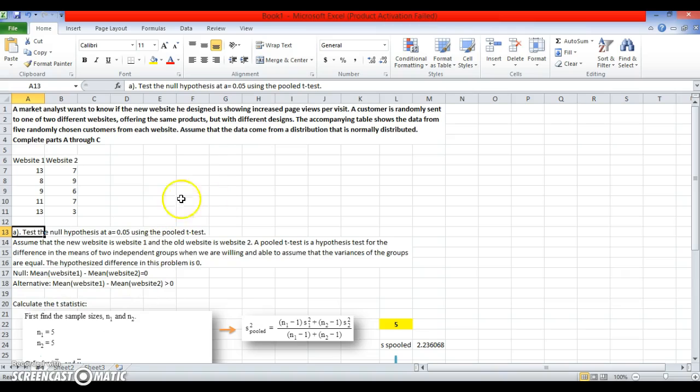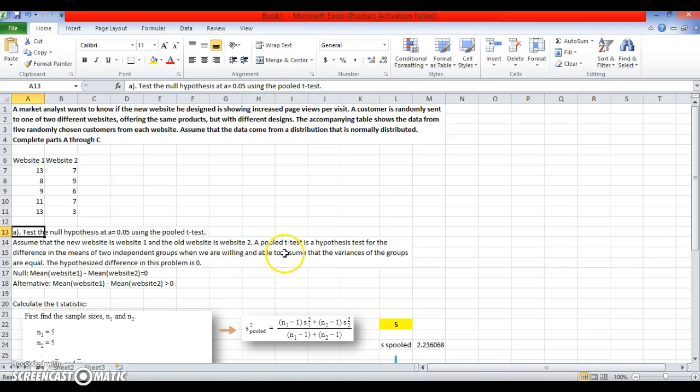So this is going to be part A, just to break it down. Here's the data that we have: website 1, website 2, and the number of page views. The first question is to test the null at alpha using the pooled t-test. And what is our null? As you can see up here, there is no difference between website 1 and website 2. That's the null. So assume that the new website is 1 and the old website is 2.